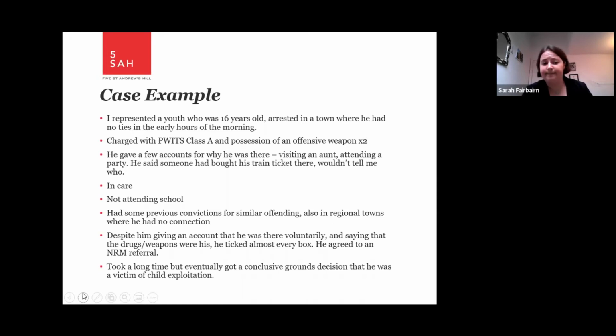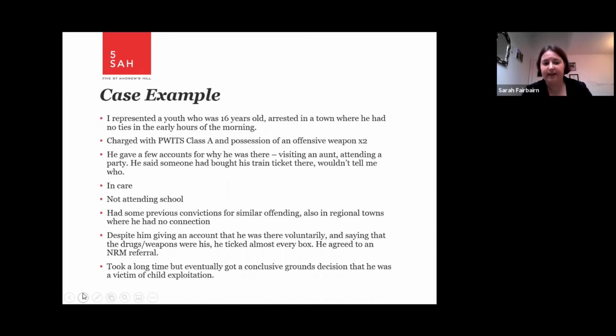He was in care. He was not attending school at all. He had very low attendance rates. And he did have some previous convictions for possession with intent to supply and weapons offences from different regional towns around London. And despite him telling me initially that he was there voluntarily, they were his drugs, his weapons, he'd chosen to be there, the more I spoke to him, the more I looked into his case, the more obvious it was that he ticked almost every box for the warning signs.